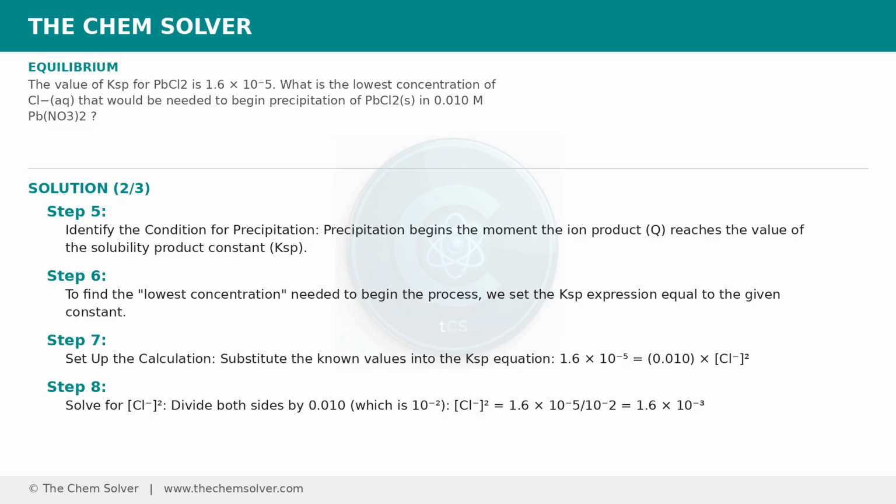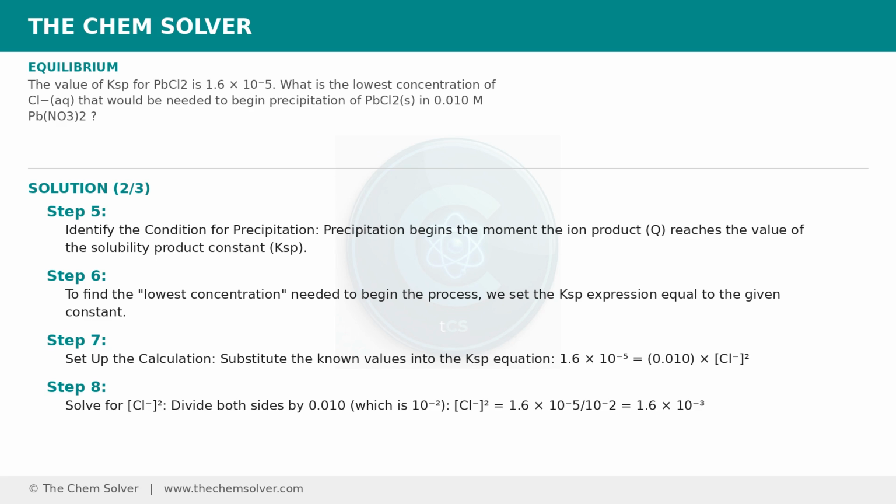Set up the calculation. Substitute the known values into the Ksp equation. 1.6 times 10 to the power minus 5 equals 0.010 times [Cl⁻]². Solve for [Cl⁻]².